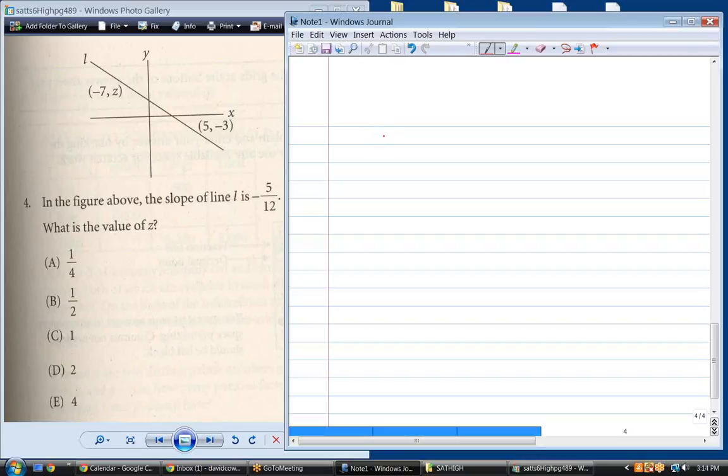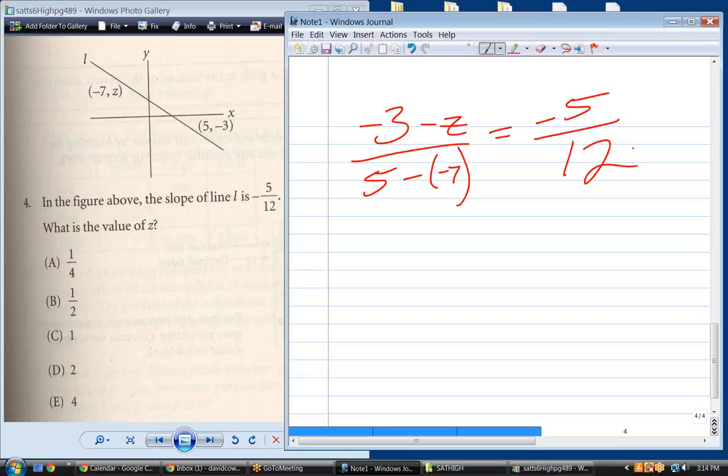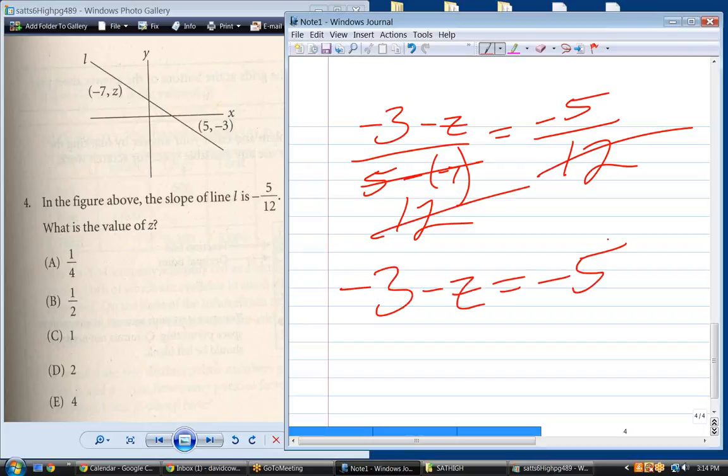So -3 minus Z over 5 minus -7. Okay, so that becomes 12. Notice now we have equal denominators, so I can just set the numerators equal. D.